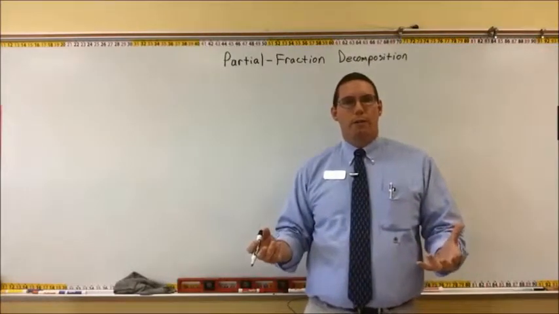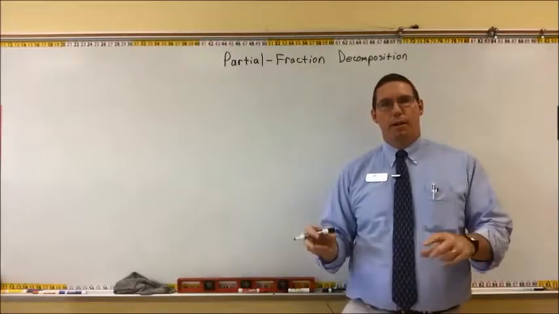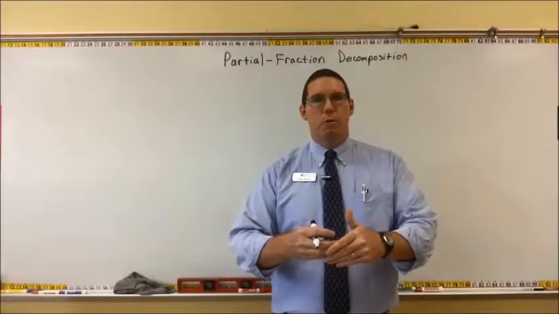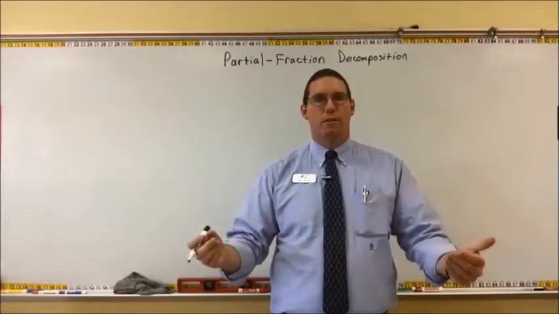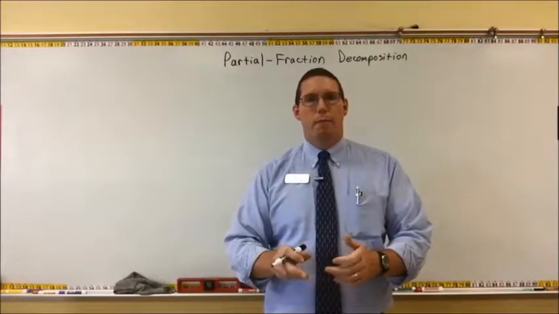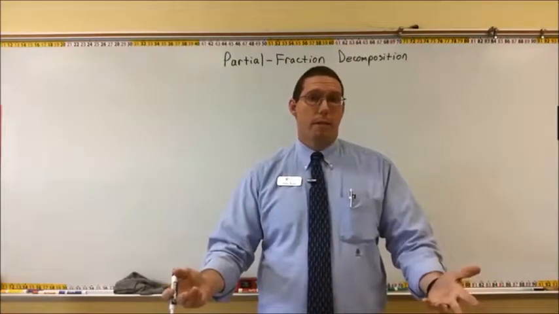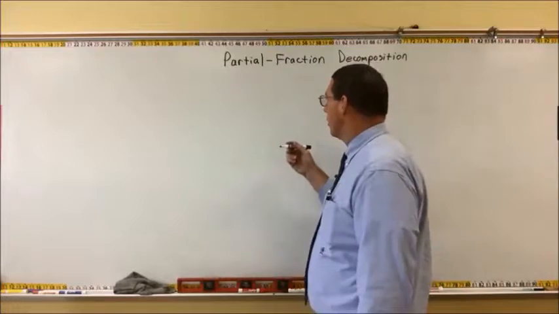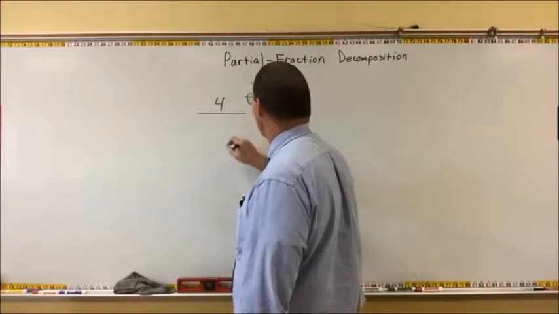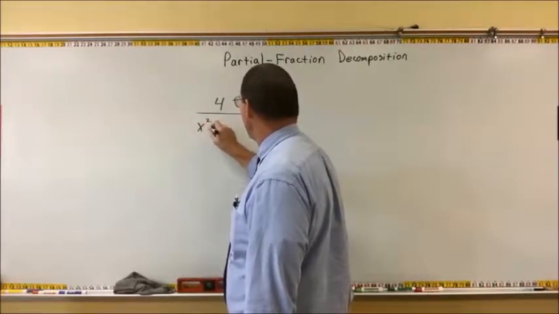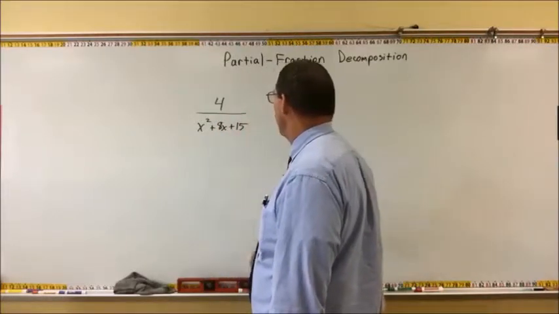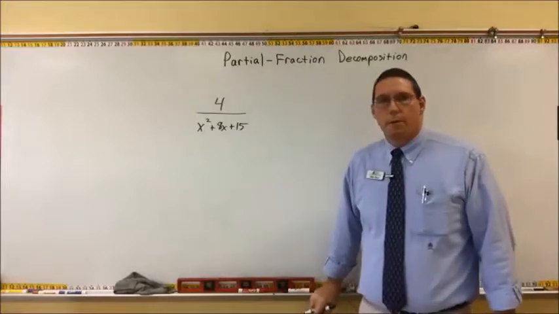Basically, what you're doing with partial fraction decomposition is breaking down, it's almost like the opposite of adding rational expressions. When adding rational expressions, you find a common denominator and put them together. In partial fraction decomposition, you are taking the fraction apart by addition or subtraction and causing it to not have a common denominator. So let me give you an example here. Let's say that we have 4 over x squared plus 8x plus 15. Okay, so here's a rational expression.